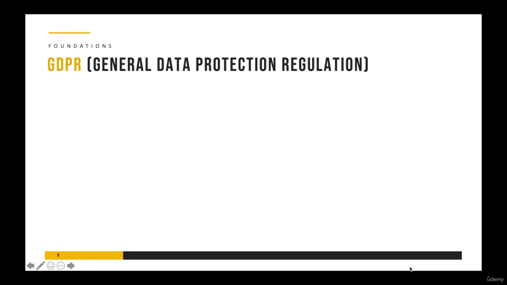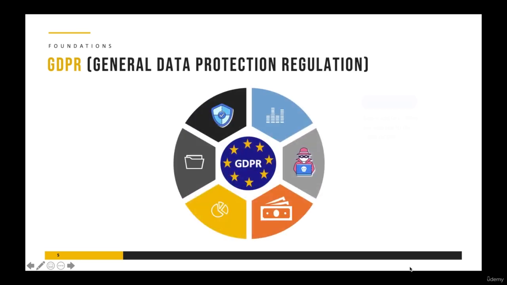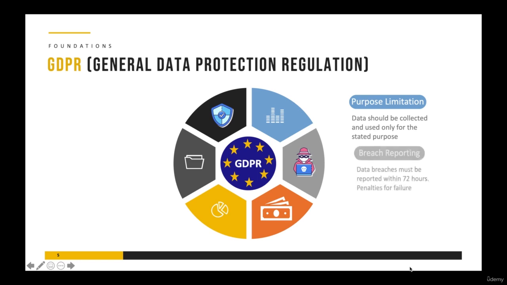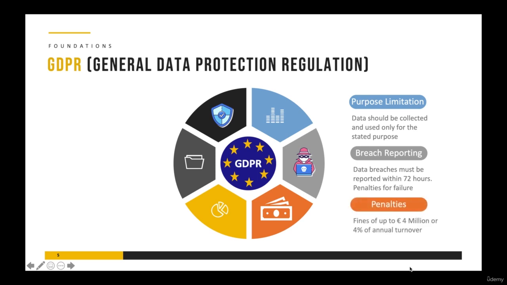Let's start with GDPR, the General Data Protection Regulation. And here are the salient features. So the first is purpose limitation. Data should be collected and used only for the stated purposes. So an organization cannot use data for purposes it has not explicitly declared. Data breaches must be reported within 72 hours. Failure to do so may incur penalties, and penalties are huge in GDPR. So fines can go up to 4 million euros or 4% of annual turnover.